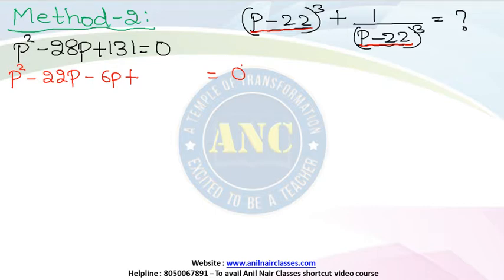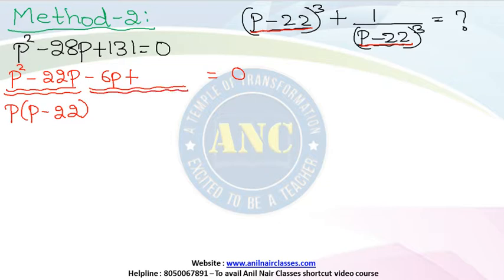Don't worry, I will take care of this constant term 131 in the next minute itself. If I take p common in this, it becomes p into (p minus 22), and if I take minus 6 common in the next two terms, I will write it as (p minus 22) here. Now observe, minus 6 into p is minus 6p, which is what I have here also. Minus 6 into minus 22 is 132, but the question says I want 131. So that extra minus 1 I will write.